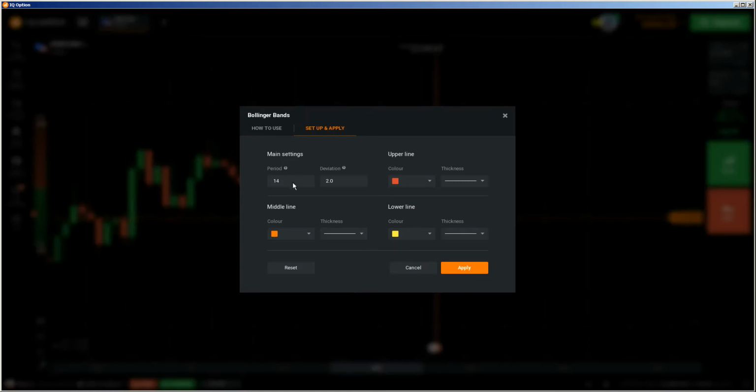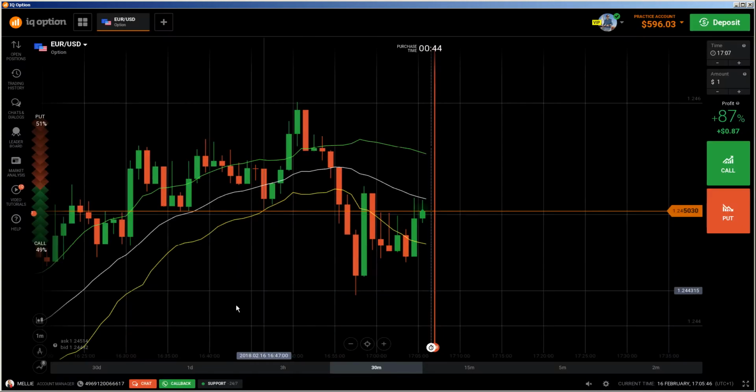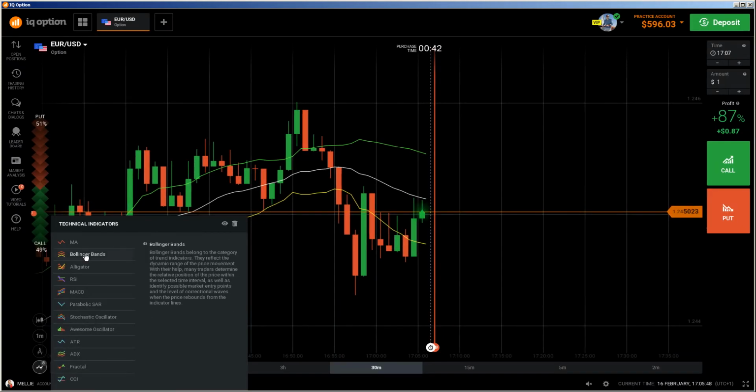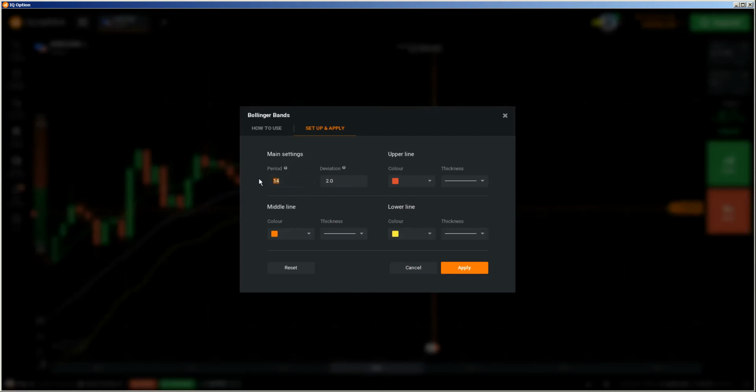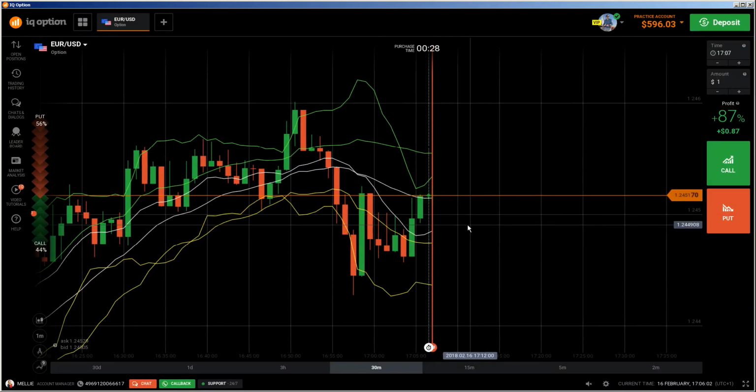So we're gonna set up here the 20 period, 1 deviation Bollinger Band. The upper line is green, the lower line is yellow, and the middle line is white. And then we set up another Bollinger Band. This is why it's called the double Bollinger Band. It's a 10 period, 2 deviation. The upper is green and the lower is yellow, and the middle is white. So these are the two Bollinger Bands.